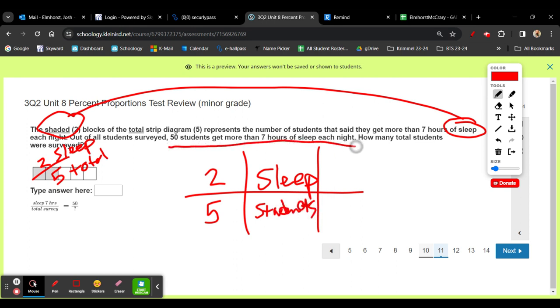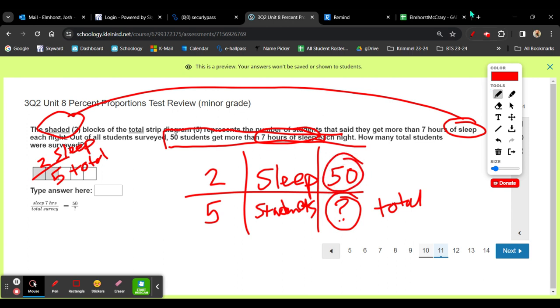Now we go to the question, how many total students were in the survey? Note, 50 students were talking about sleep. So 50 students is up here with the sleep information. How many total students were surveyed? So the question is actually about the total down here. It says 50 students got 7 or more hours of sleep. So 50 has to do with the sleep.